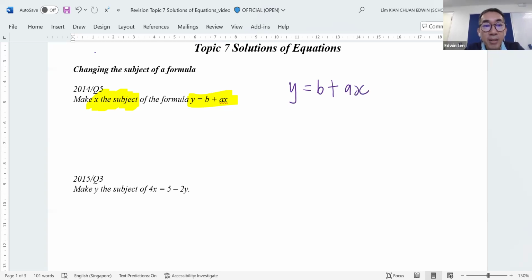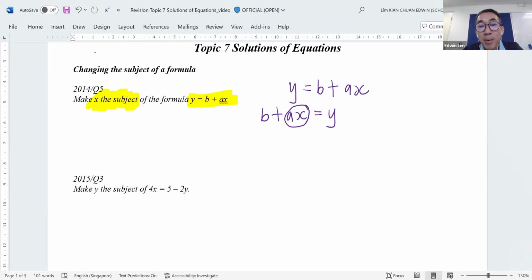Since I want to have x as the subject, I will make sure that the terms with x will always be on the left-hand side. So I just switch the position. Nothing changed. The sign never changed. I just swap the position of the two parts of the equation. So now I have b plus ax equals y. So what's the next step? Since I want x to be my subject, I will let it stay.